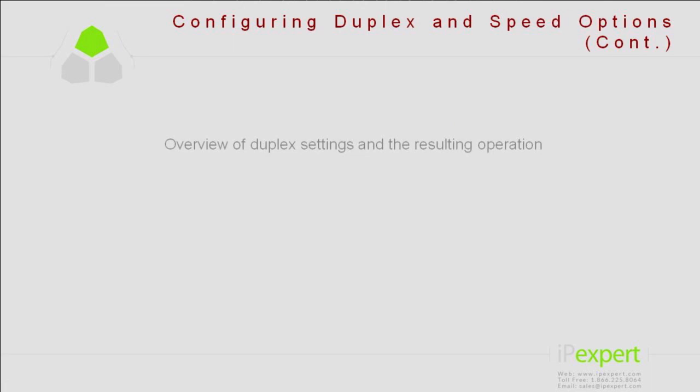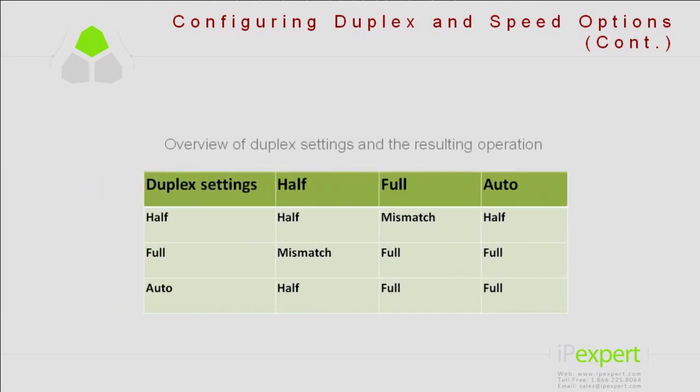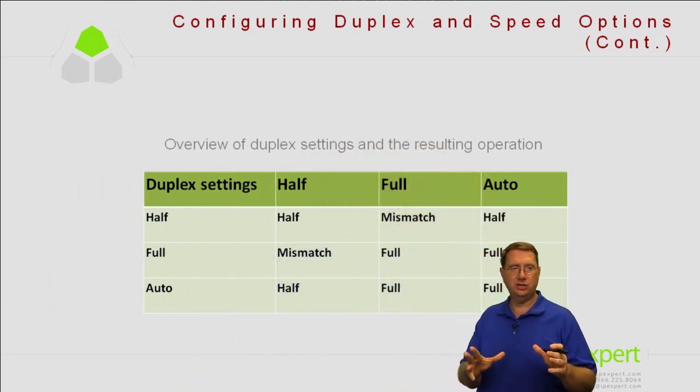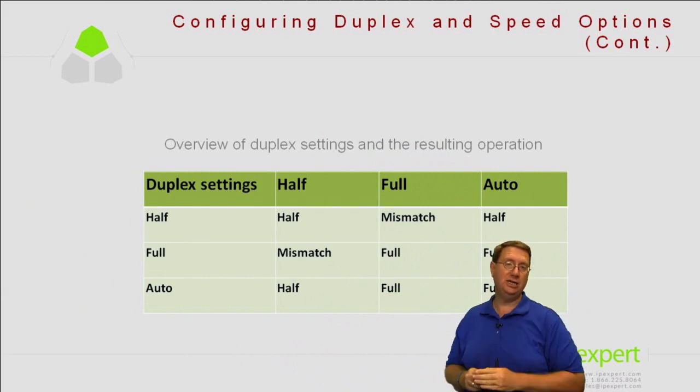So as we go in and start looking at things, the main option here is to understand the fact that we have an interactive model. So here's the situation. I'm going to have duplex settings on each end of my link.